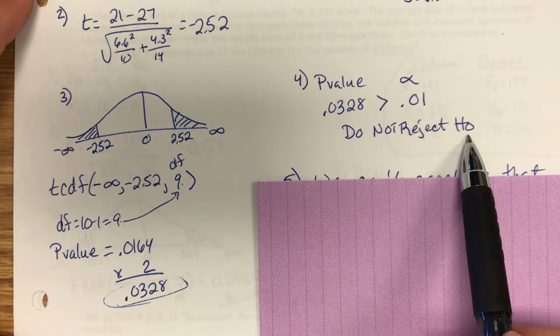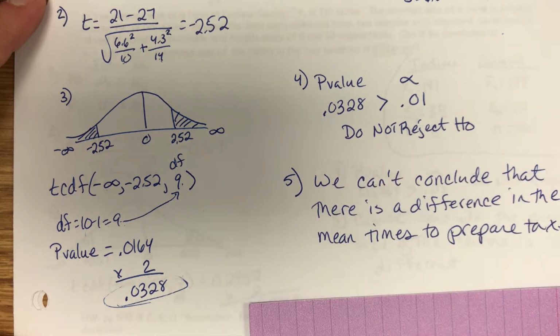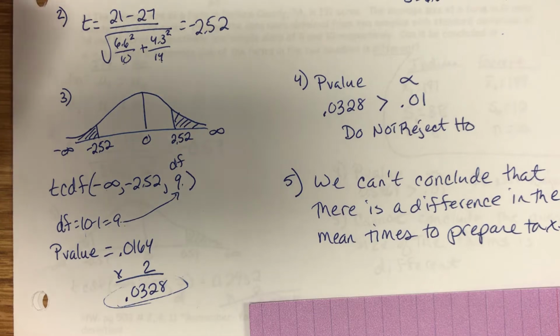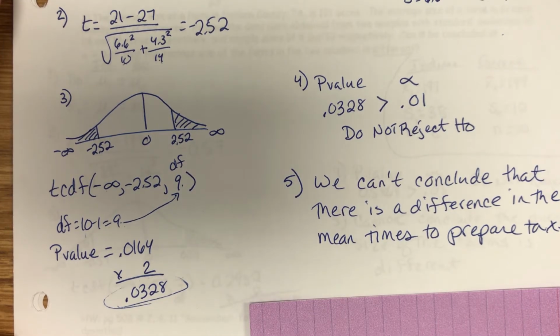Do not reject the null means that we can't conclude there is a difference in the mean times to prepare taxes. We can't conclude that they're not the same.